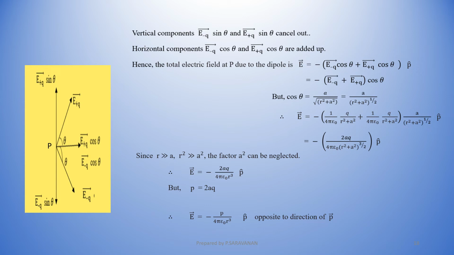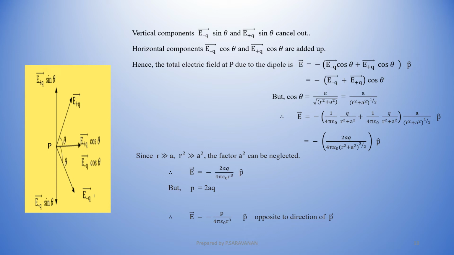You tell me, students, in this picture which components may get cancelled? Yes, good. They are E_+q sin theta and E_-q sin theta. What is the reason? Because they are equal in magnitude but opposite in direction. Similarly, you tell me which components may get added up. You are right. They are E_+q cos theta and E_-q cos theta. What is the reason? Good. Because they are acting in the same direction.